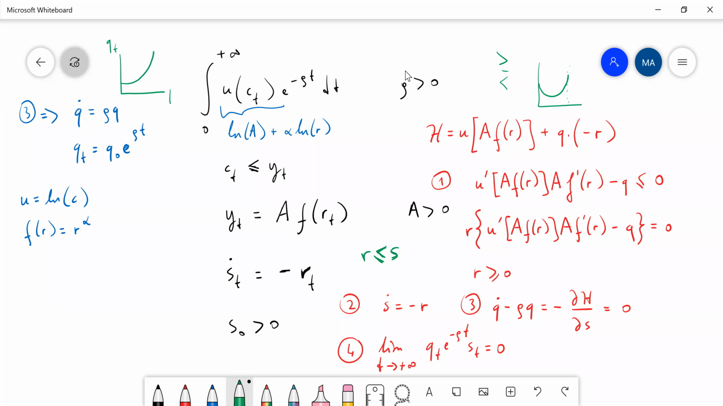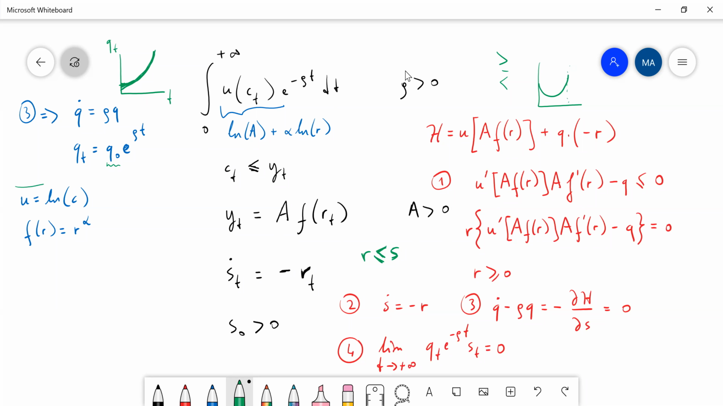This is the path of the shadow price, because this is a linear differential equation. I can solve this linear differential equation, and for some Q0, the current value of the shadow price of this resource stock will increase. Okay, and which makes a lot of sense, right? Because we are consuming it, and there is no way we can regenerate it, so it will constantly grow.